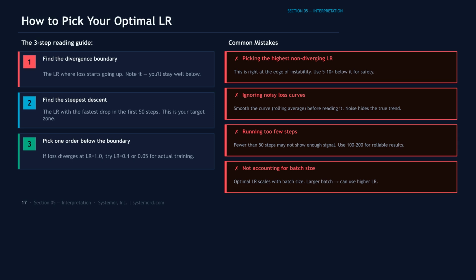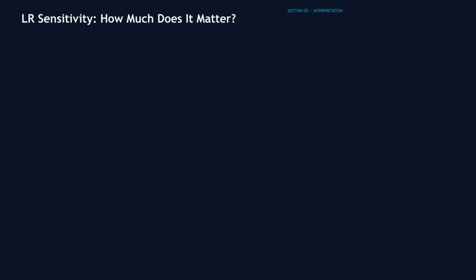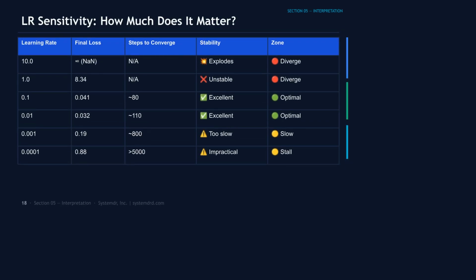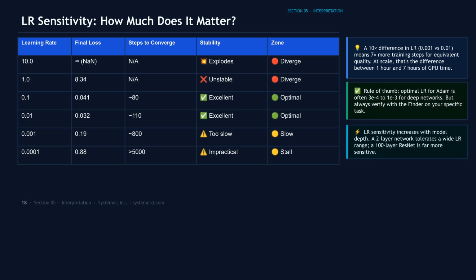Avoid common mistakes like ignoring noisy curves or using too few steps. The LR choice significantly affects final quality and time. A 10 times difference in LR can mean 7 times more training steps. Optimal LR for Adam is often 3e-4 to 1e-3, but verify with the finder. LR sensitivity increases with model depth, so large models require more precise tuning.